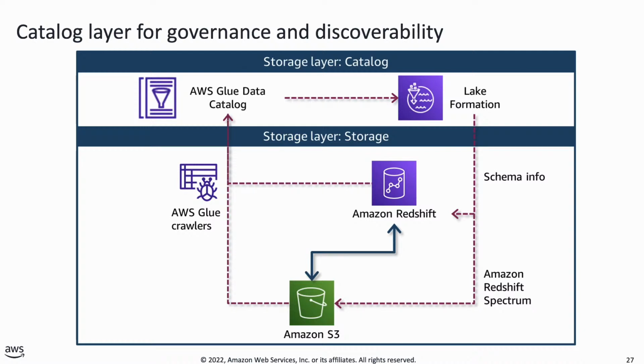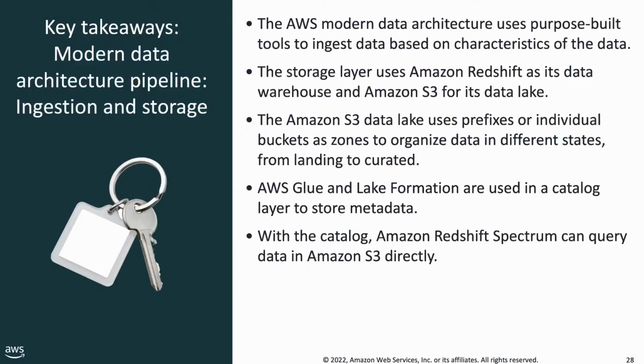You can also use Amazon Redshift Spectrum, and that can allow users to write SQL queries that combine data from the data lake and the data warehouse. And then when a user makes a query request, Spectrum gets the schema information from the Lake Formation catalog and uses it to query the data lake.